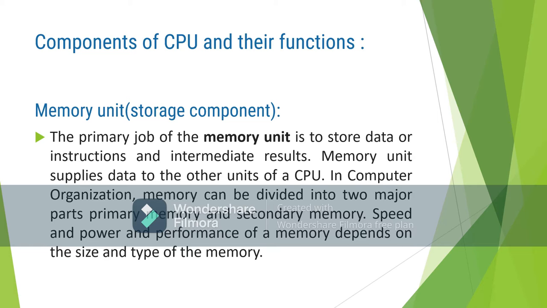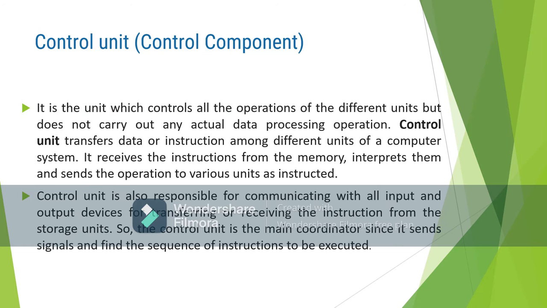Memory unit is also called a storage component because here we can store the data. The primary job of the memory unit is to store data or instructions and intermediate results. Memory unit supplies data to other units of a CPU. In computer organization, memory can be divided into two major parts: primary memory and secondary memory. Speed, power and performance of memory depend on the size and type of the memory.